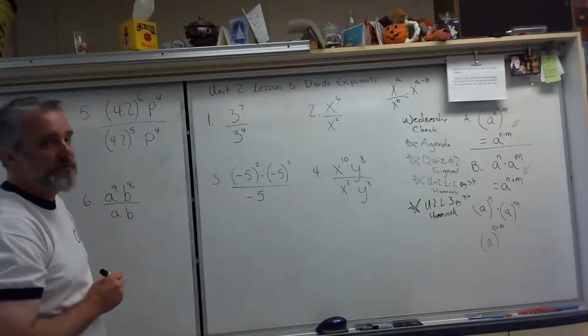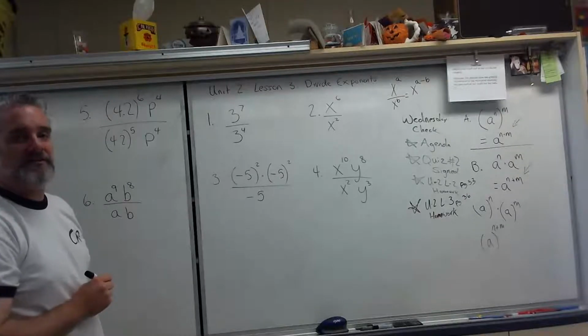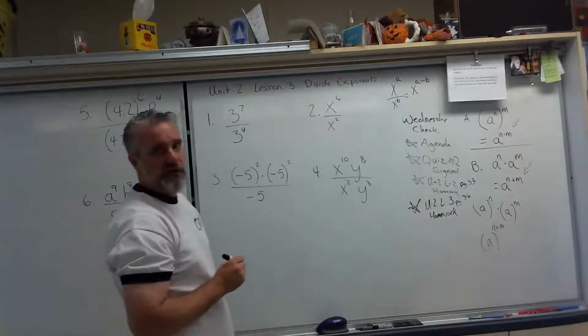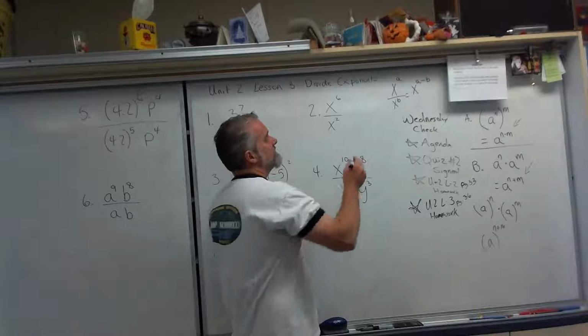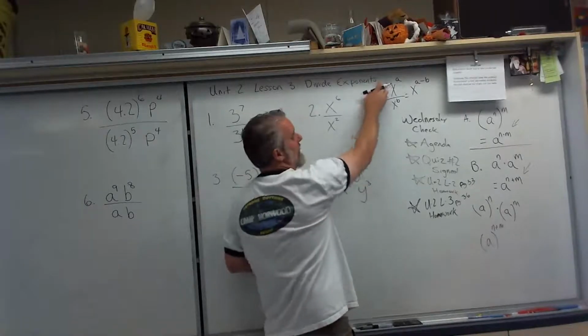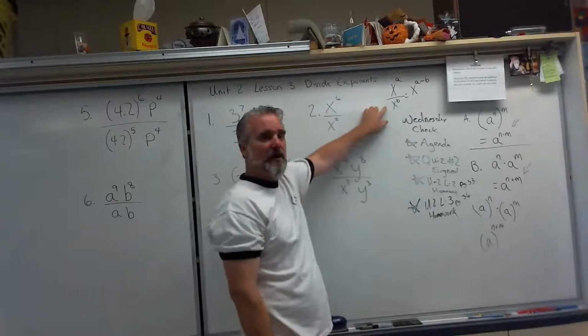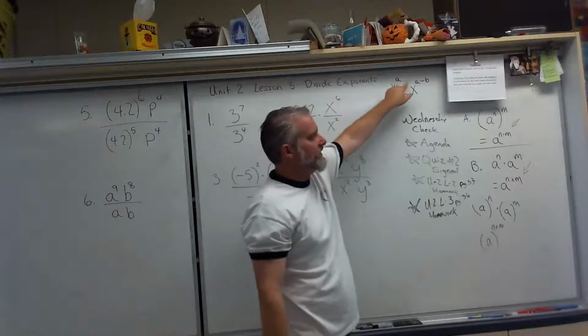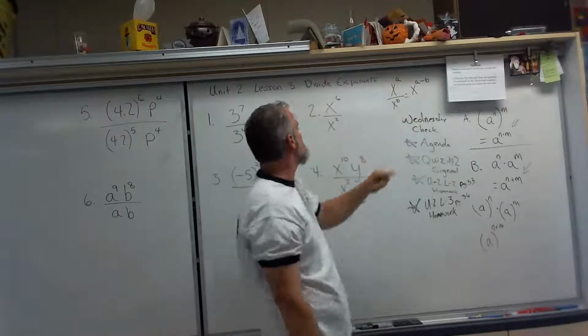Hello class, today we're doing Unit 2, Lesson 3, dividing exponents. So I want to go over the formula we're going to be using today. X to the a power over x to the b power is equal to x to the a minus b.